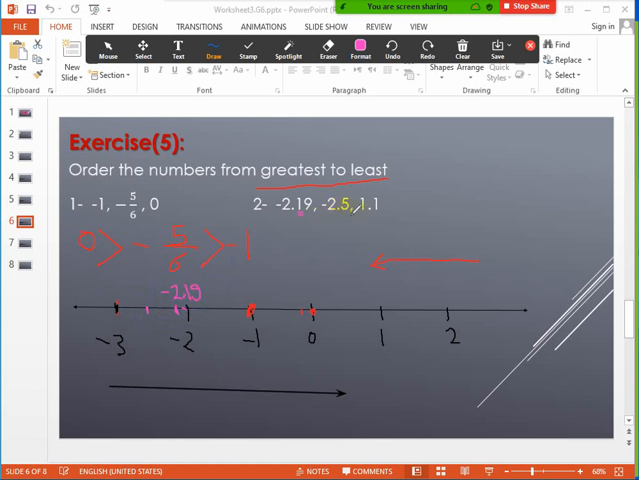Now negative 2.5. Negative 2.5 will be between negative 2 and negative 3 in the middle. That means this is the negative 2.5. I will write it here up, negative 2.5.